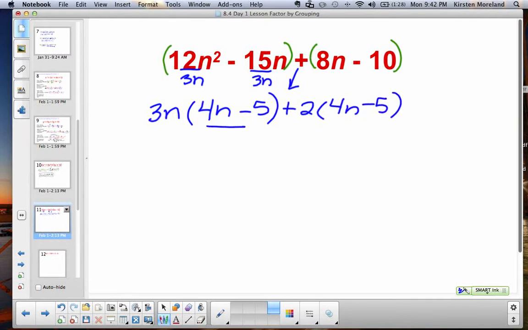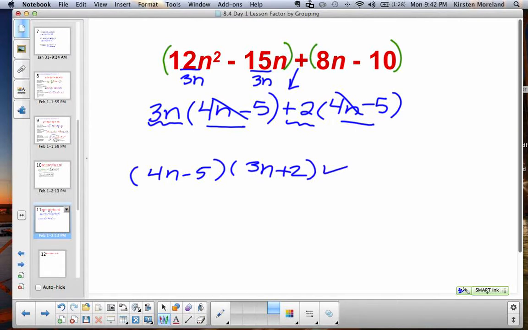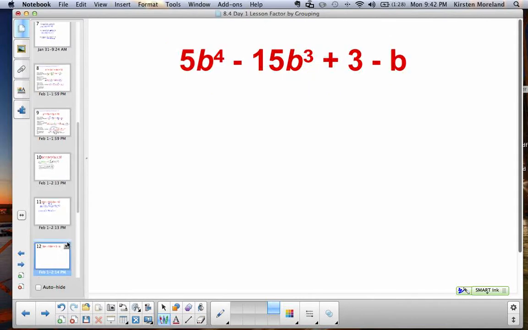Notice that when I've done this correctly, the parentheses match. So that's what gets pulled out front. There, it's like those are gone now. So you just write the leftovers. So it's 3n plus 2. So that is the factored form of this original polynomial up here. Remember, you can distribute it out to check your answer.